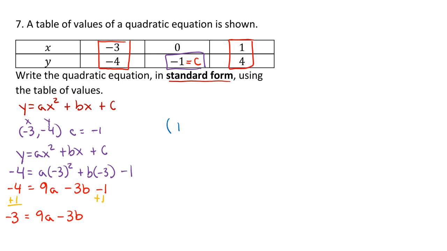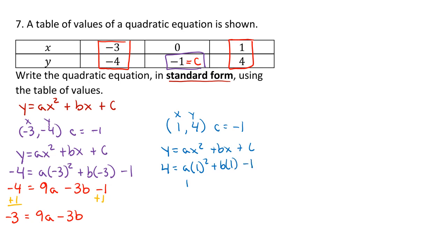We're going to do that process all over again, but now we're going to use the other point, 1, 4, and the c is still -1. This is the x, this is the y, and I just plug it into the standard form. Now I'm going to replace the y with a 4, the x is going to be replaced with a 1, and the c is replaced with -1.